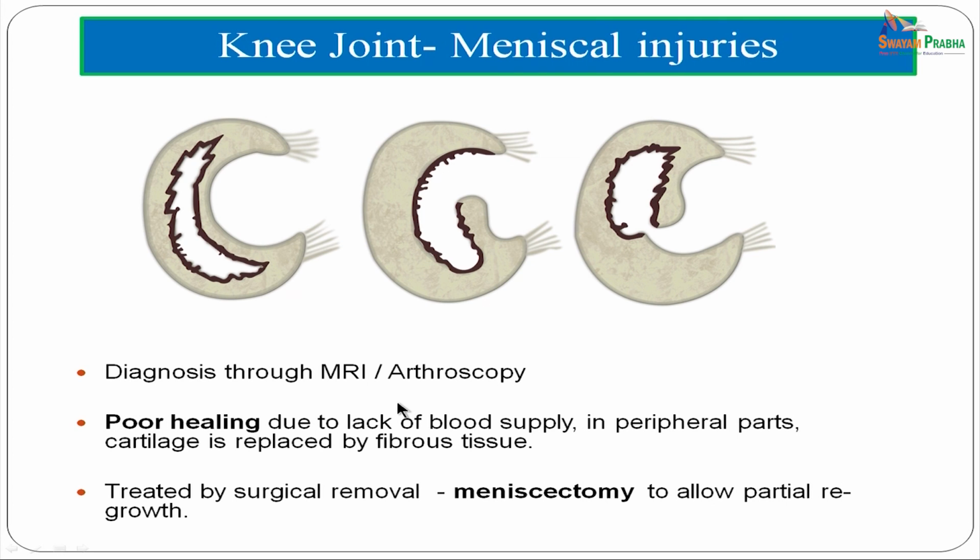Various kinds of tears occur in the meniscus, and the diagnosis is usually done through magnetic resonance imaging or through arthroscopy. Most of these meniscal injuries result in poor healing because of a poor blood supply, especially in the peripheral parts. The cartilage is replaced by fibrous tissue. Sometimes the meniscal tears are treated by surgical removal, a procedure which is called meniscectomy, to allow partial regrowth.